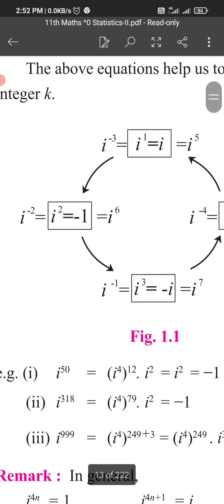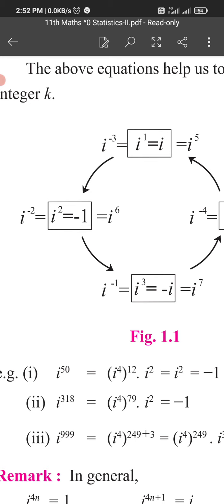Now, i raised to 50 is equal to i raised to 4 into 12 into i square, that is 12 fours are 48 plus 2. That is, i raised to 4 is equal to 1, and 1 raised to any number is always 1. 1 into i square is equal to i square, but i square is equal to minus 1. Means i raised to 50 is equal to minus 1.